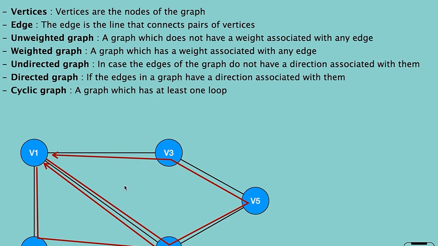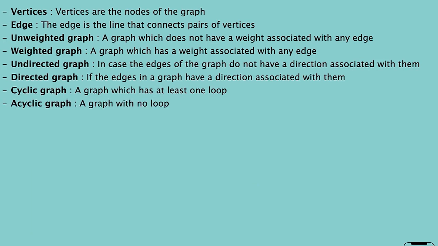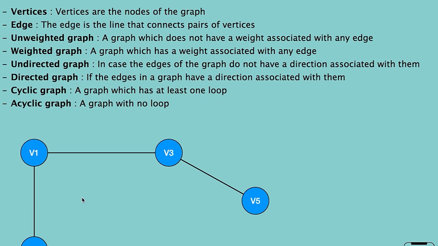Now if the graph does not have any loop, then this graph is called an acyclic graph. Here is an example. This graph is acyclic because you see that we don't have any loop. We can go from V1 to V2 and we can come back, but we don't have any other path. Similarly, we can go from V1 to V3 and V5 and we can come back, but we do not come back through different paths. We are coming back with the same path. So in this case, we don't have any loop in this graph. That's why it's called an acyclic graph.